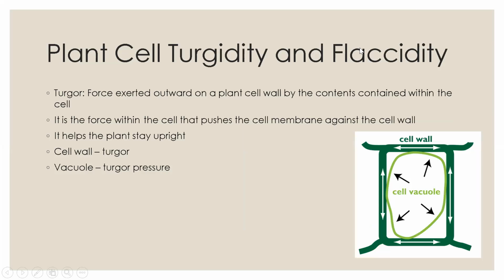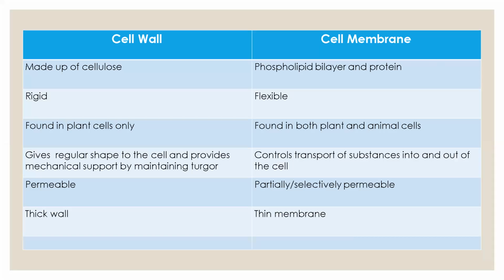Plant cell turgidity and flaccidity. What is turgor? Turgor is the force exerted outward on a plant cell wall by the contents inside the cell. Here you can see the cell vacuole is exerting a pressure on the cell wall, and the cell wall also exerts pressure within itself, as you can see over here. And it's the force within the cell that pushes the cell membrane against the cell wall.